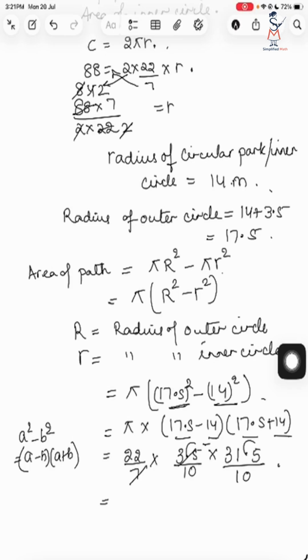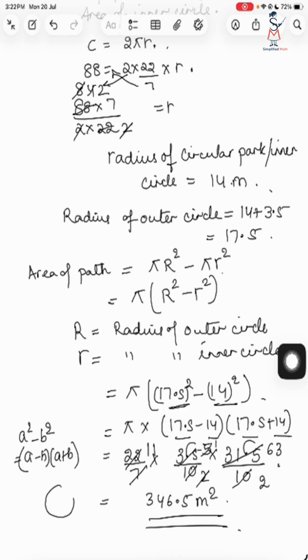7 5s are 35, 5 1s are 5, 5 2s are 10, 11, right? Now this you can get cancelled with 5, 5 2s are 10, 6 5s are 30, 63 into 11 divided by 2. This will come out as your 346.5 meter square. So this is the area of the path.